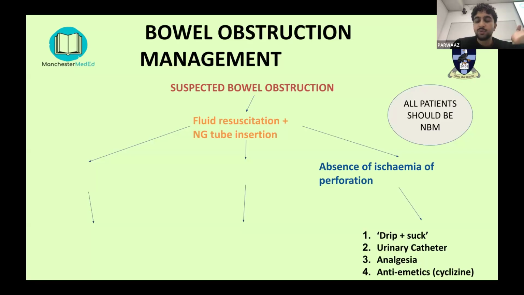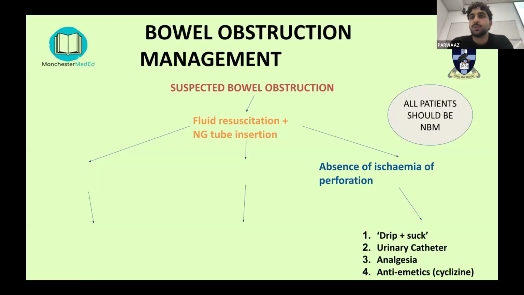Analgesia, antiemetics, always just think about symptoms per patient. It'll get you points in OSCEs, it'll make you a good doctor. These patients will be in severe pain and will always be feeling nauseous. So always use analgesia and antiemetics. And very importantly, use something like cyclizine.